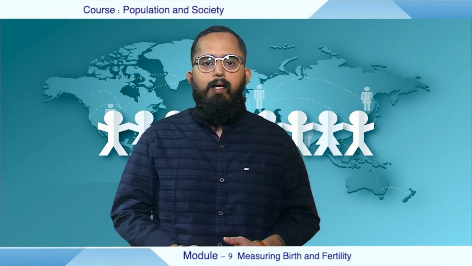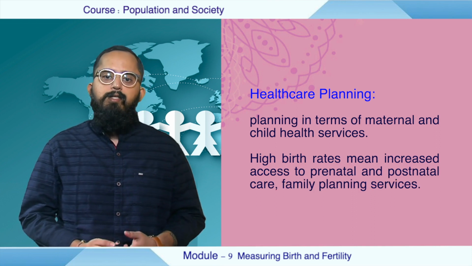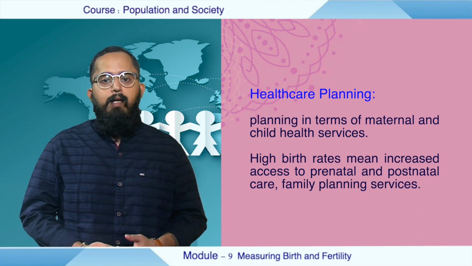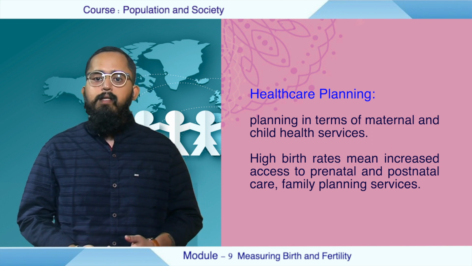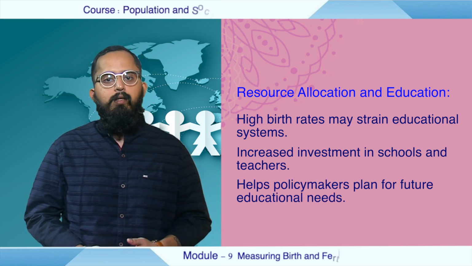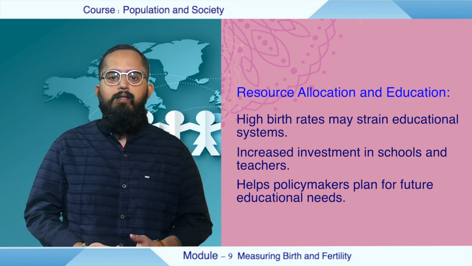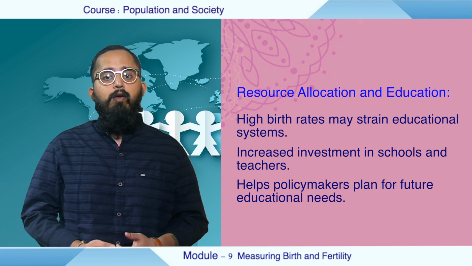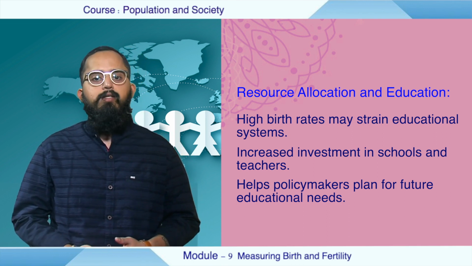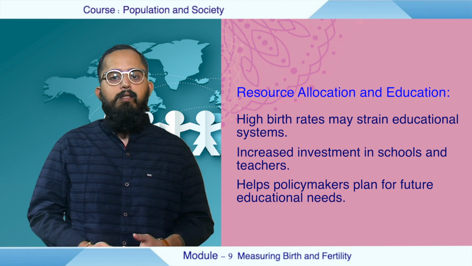Next is healthcare planning. Monitoring birth rates is crucial for healthcare planning, especially in terms of maternal and child health services. High birth rates may require increased access to prenatal and postnatal care, family planning services, and facilities for safe deliveries. Sixth is resource allocation and education. The birth and fertility rates influence resource allocation in areas such as education. Higher birth rates may put a strain on education systems, necessitating increased investment in schools and teachers. Understanding fertility rates helps policymakers plan for future educational needs.